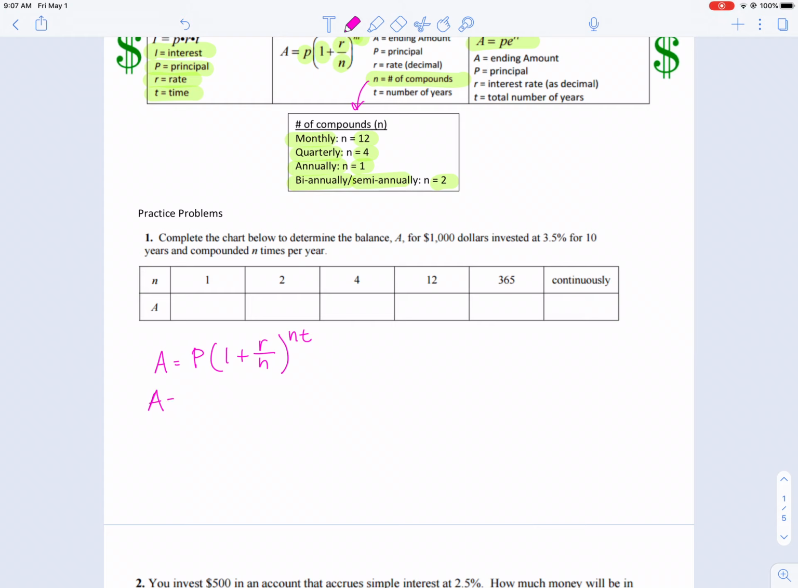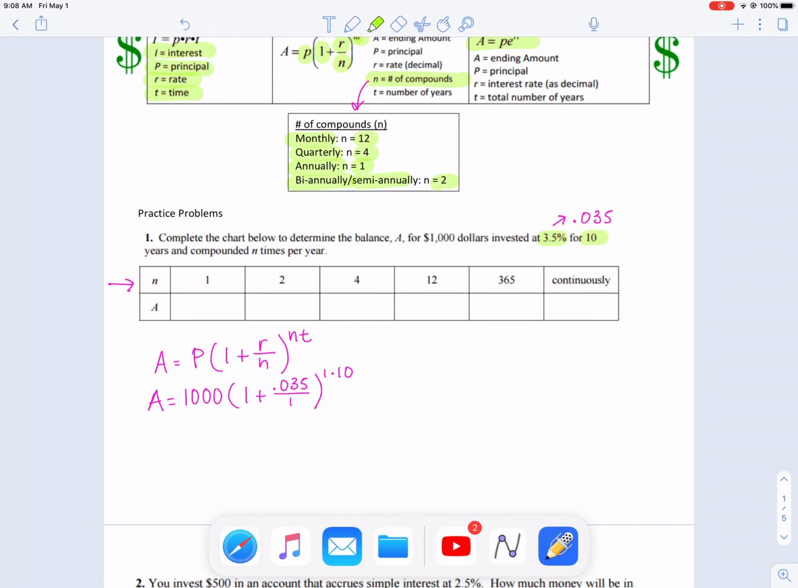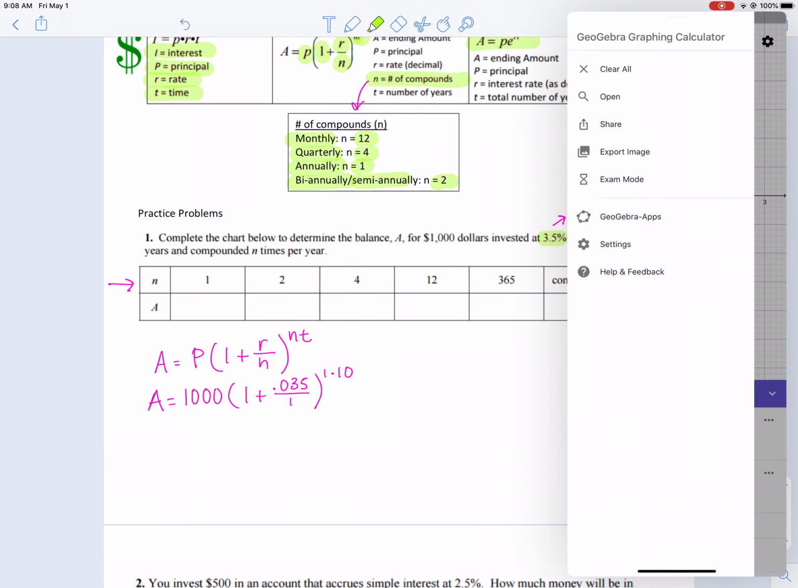Okay, so if I want to do 1, I would take my $1,000 times 1 plus, now most important, this is what kids always forget, they put in 3.5. That 3.5 never gets put in, it's 0.035. So that's your rate, 0.035, divided by here, this is your n, your number of compounds, 1, raised to the 1 times your time, which here was 10.